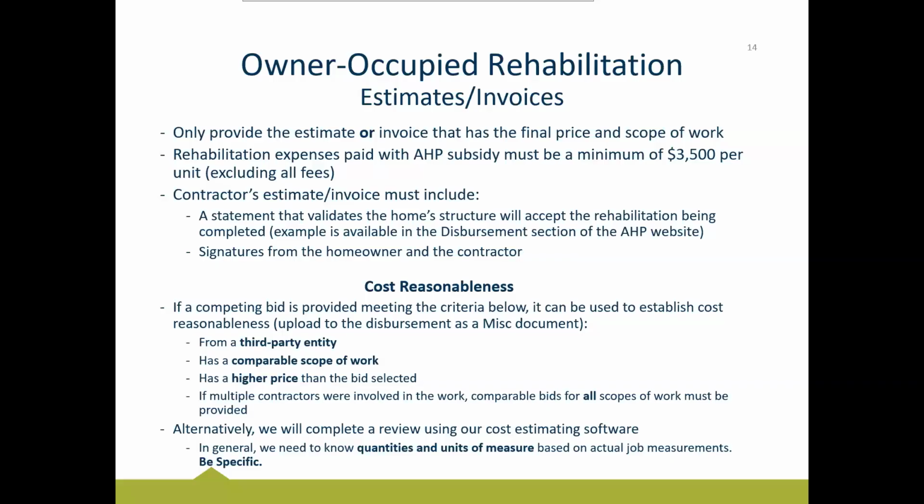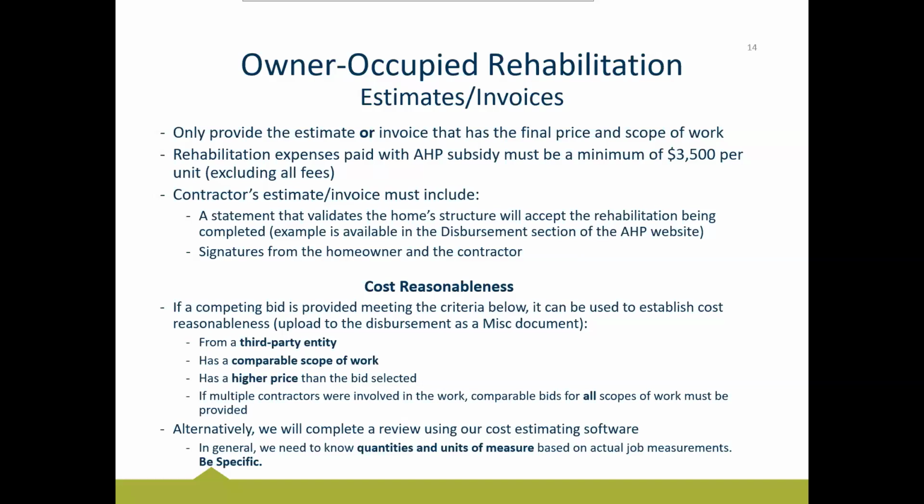So the alternative to this is that we will complete a review of the cost reasonableness using our cost estimating software internally. Again, not a punitive measure by any stretch. We just provide the competing bid alternative because it tends to be a faster way for us to get your money back out the door. We know that our cost reasonableness reviews take a little bit of extra time on top of our regular disbursement review, so for those that would like to expedite that review a little bit, it is an option, but it is not required by any stretch. You are not required to get any competing bids.